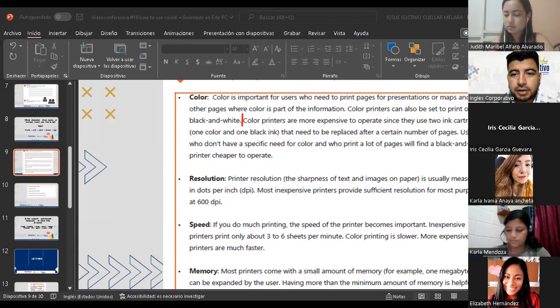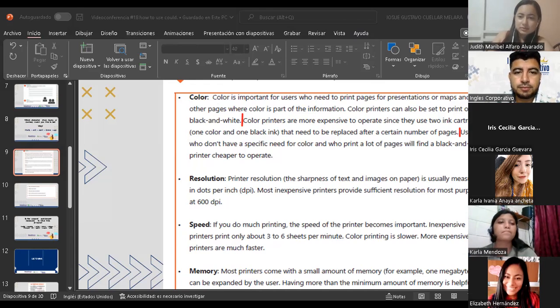We go now with Fabricio. Okay, we go with color and we go until here and then Judith. Color printers are more expensive to operate since they use two ink cartridges, one color and one black ink, that need to be replaced after a certain number of pages. Okay, yes, pages, yes. Es como Jimmy Page, ¿verdad? Guitarrista de Led Zeppelin, pero aquí es pages. Okay, Judith, and after Judith, we go with Marvin.